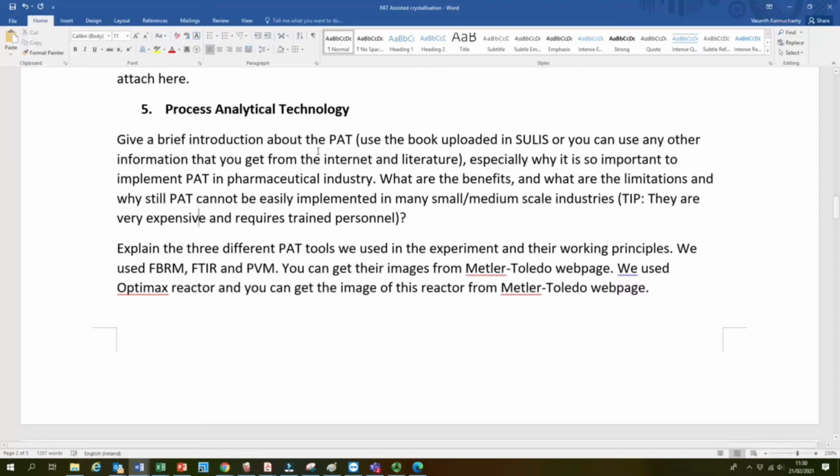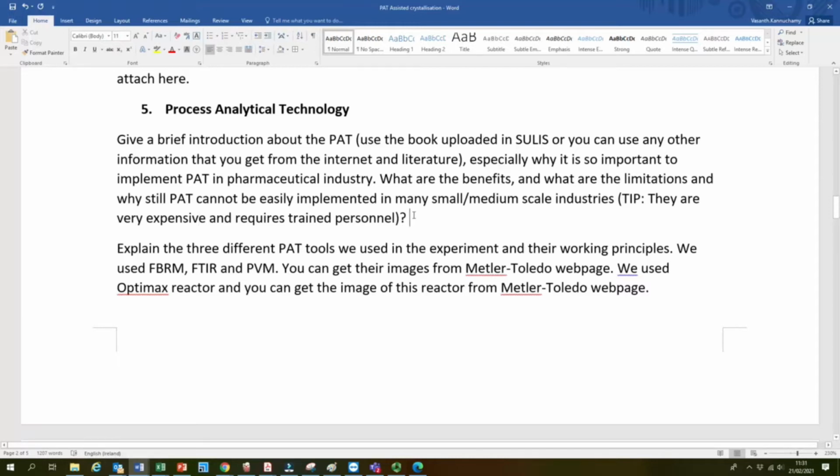So at the end of this lab report, you can consider yourself as someone who is trained with at least 3 PAT tools: FTIR, FBRM, and PVM. Obviously, to get full expertise, you need to work with these instruments for at least 1 to 2 years. But being an undergraduate student, I think this knowledge is more than enough. So you know all the basics.